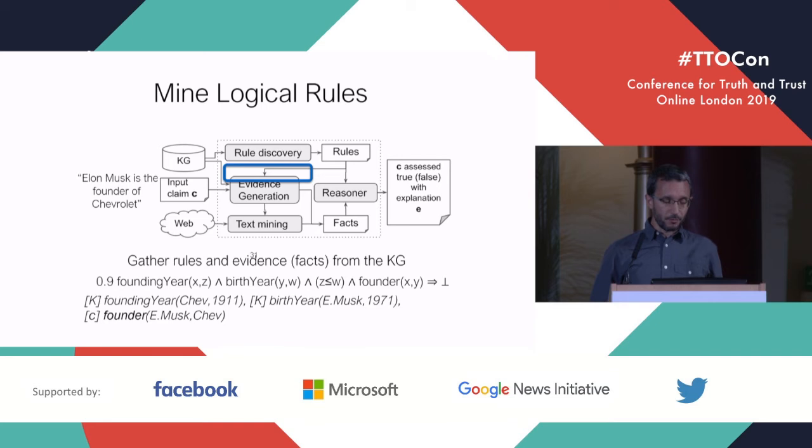So here there is the example with the rule that you saw earlier. This module is in charge of discovering these rules, and indeed it is a rule coming from the knowledge graph, giving it a confidence, 0.9, and then identifying the pieces of the knowledge base that are important to assess the claim. So the claim is founder, Elon Musk, SpaceX at the bottom, and he will identify that in order to use this rule, he must also use the founding year and birth year of these people.